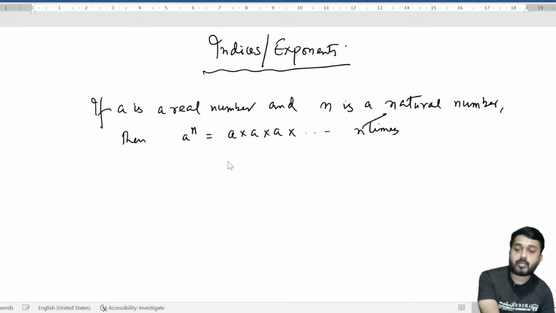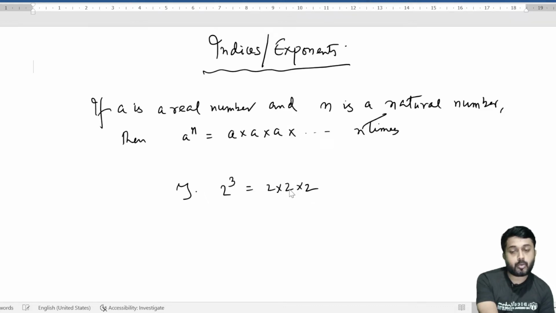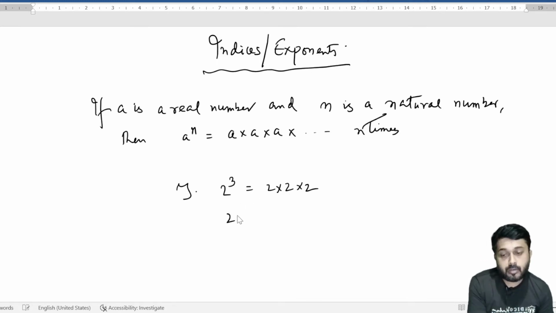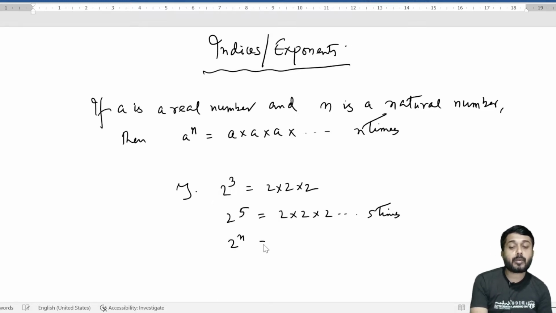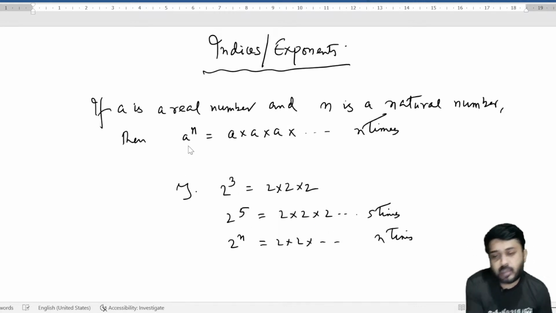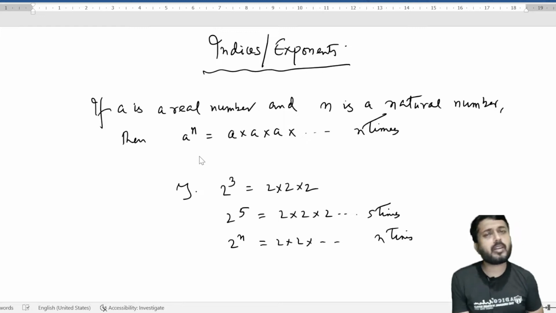up to n times, right? As an example, 2 to the power 3. What does that mean? 2 into 2 into 2. 2 is multiplied with itself up to 3 times, right? Then 2 to the power 5. What does that mean? 2 into 2 into 2 up to 5 times. Then what is 2 to the power n? 2 is multiplied with itself up to n times, right? That is what I'm writing here. It is any such number like 2, 3, any real number.